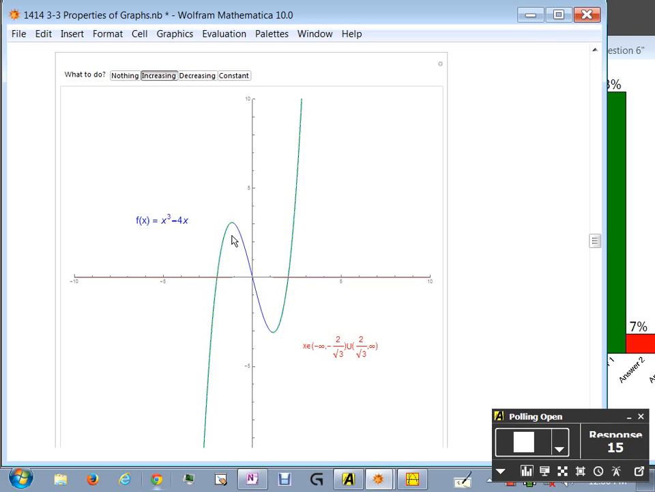Okay, now that's not the only place it was positive. Also, from the bottom of this valley right here, as I start moving to the right, I'm going up. So I need to say the bottom of the valley, which happened right around here, which again I'm telling you is 2 over root 3, all the way out forever to infinity. Okay, visually, do you understand the concept of increasing and then how it corresponds to the intervals on the x-axis?